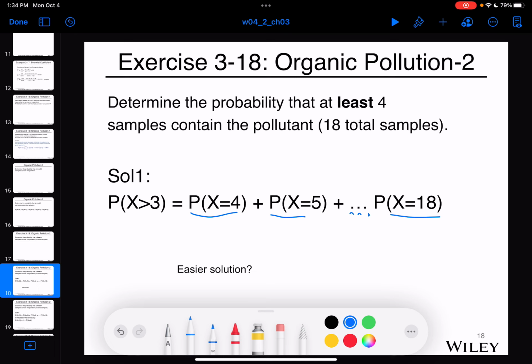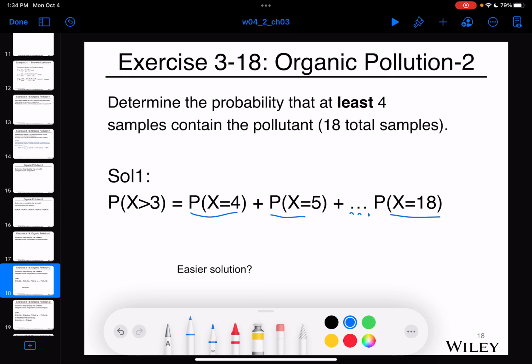What's another way? This is so many terms, right? This is like 14, 15 terms. So is there an easier way we can solve this, instead of 15 terms, with fewer terms? Yeah? You do the probability of x is less than or equal to 3, so you do 1 minus probability x is less than or equal to 3. Yeah, exactly. We can look at the complement, right?